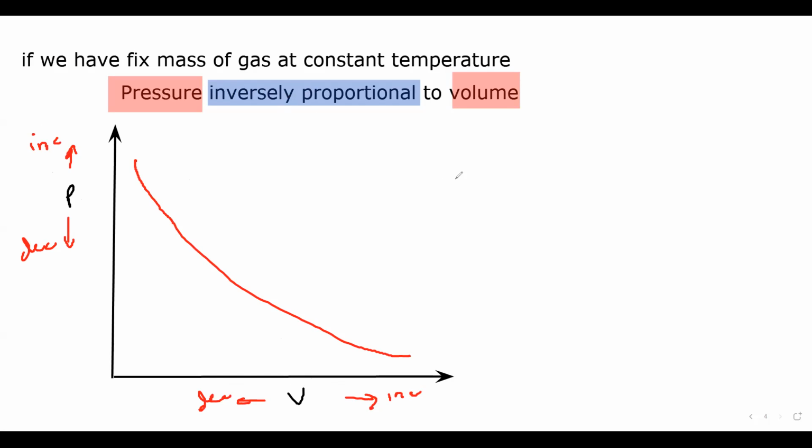And whenever two quantities are inversely proportional, in mathematics, the product is constant. So whenever we multiply pressure by volume, we will get a constant or fixed answer, like a fixed number for that example. So pressure multiplied by volume will always be a constant, and the graph between pressure and volume will be a curve. This is known as Boyle's law.